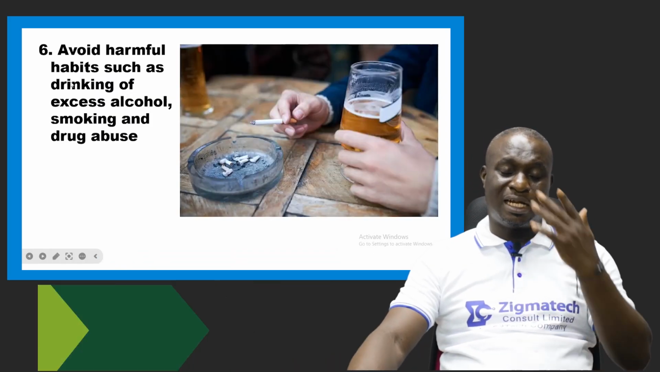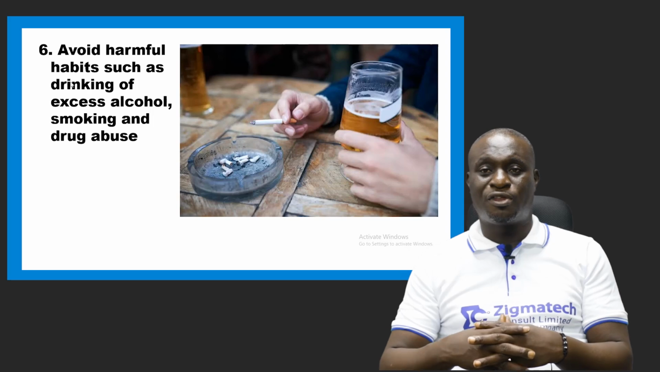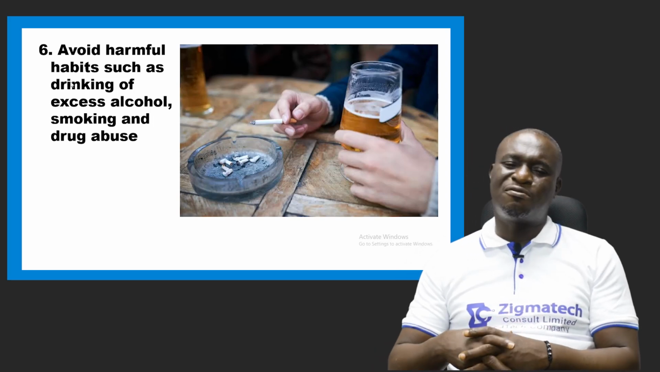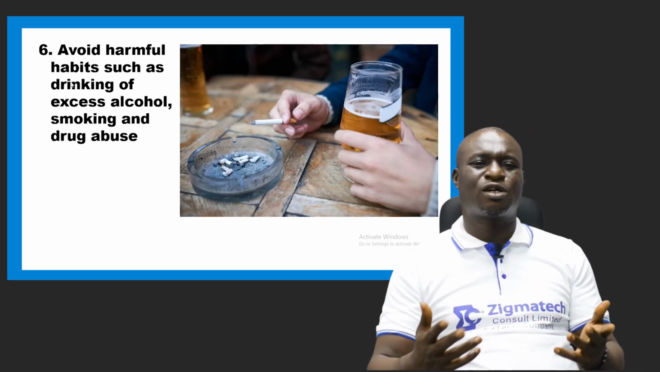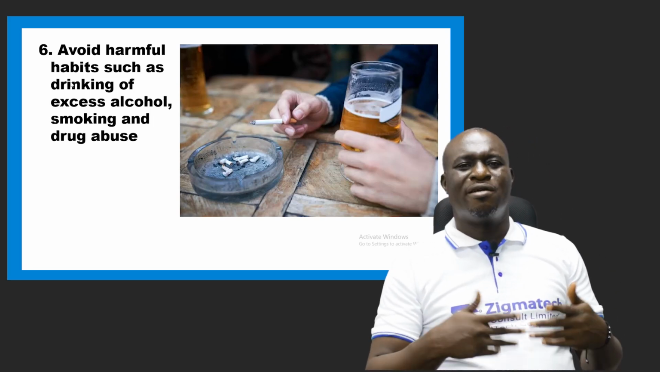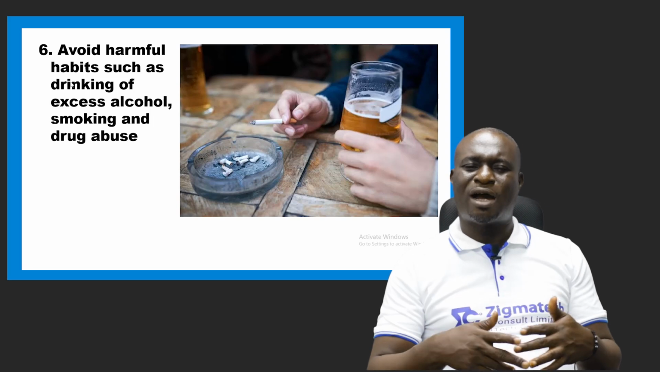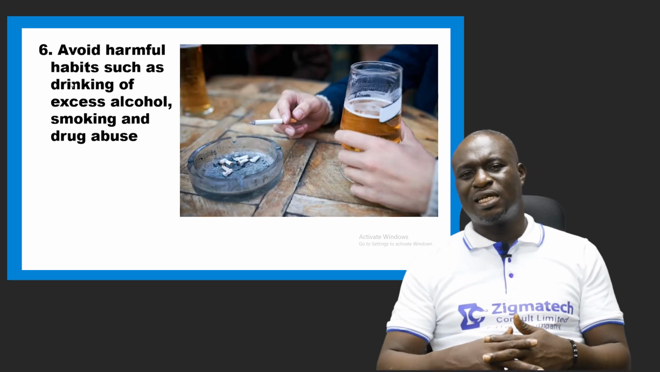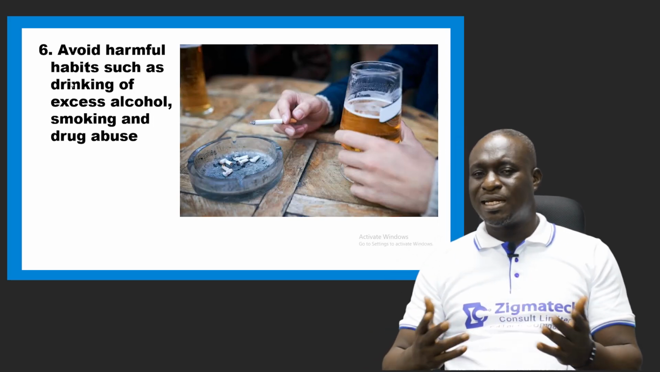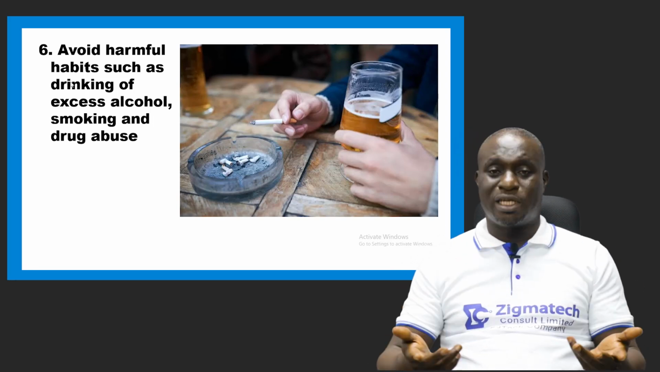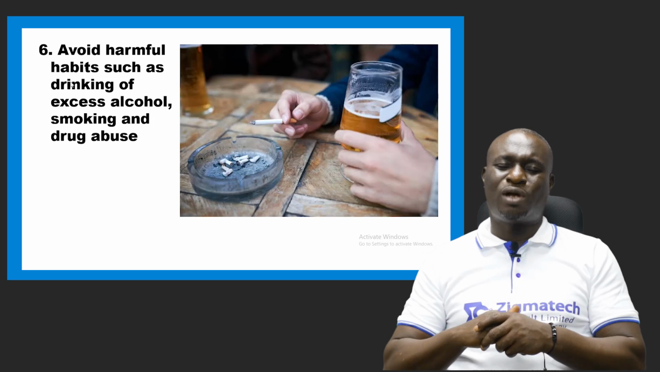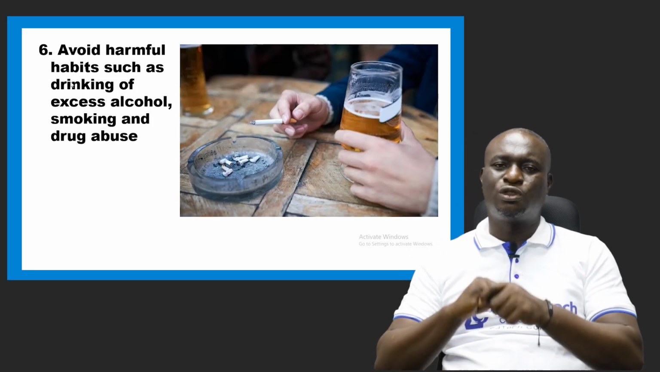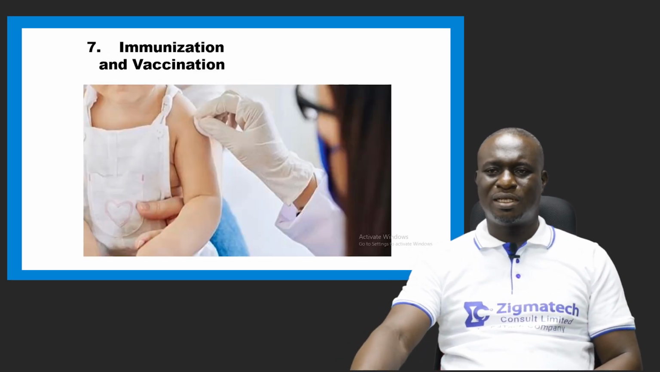Another way we can maintain good health is to avoid harmful habits. There are several harmful habits. Examples of such harmful habits are drinking excess alcohol, taking too much alcohol, involving in drug abuse, that is, taking hallucinogenic drugs such as marijuana, taking drugs like cocaine, taking Indian hemp and so on, the cannabis and so on. And even smoking of cigarettes. These are harmful habits. These are habits that will not ensure that you maintain good health. They don't ensure maintenance of good health.